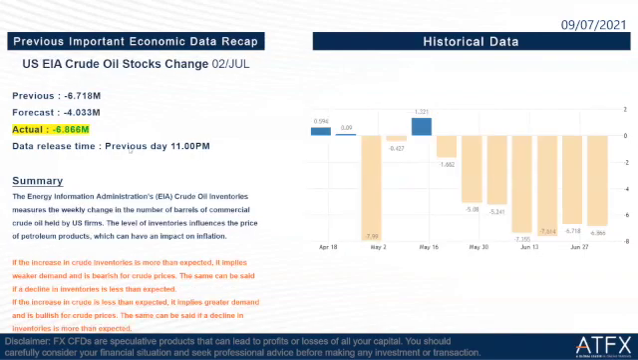Now, the second important economic data last night is the US EIA crude oil stocks change, 2nd July. The previous is negative 6.718 million. The forecast is negative 4.033 million. The actual is negative 6.866 million, which is lower than the forecast. So the decrease in crude is less than expected. It implies greater demand and is bullish for the crude prices. The same can be said if the decline in the inventory is more than expected.